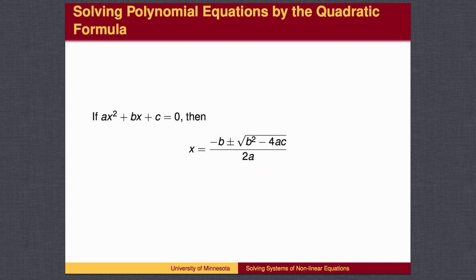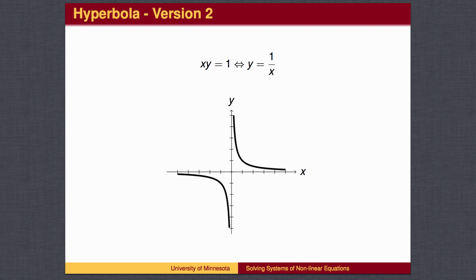If all else fails for quadratics, we can use the quadratic formula. Again, notice that we must have the right side of the equation equal to 0 to begin. One other fact before we start is the graph of xy equals 1, which can be transformed into y equals 1 over x. This graph is a hyperbola, which has been rotated 45 degrees, so the asymptotes are the x and y axes.